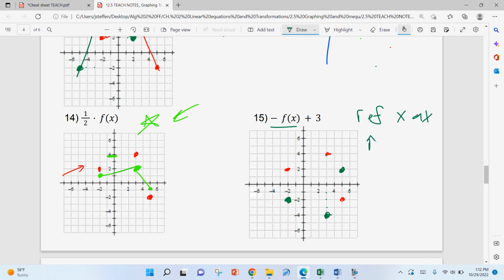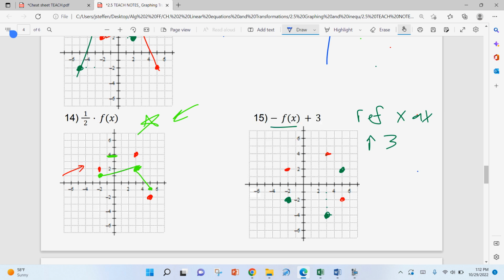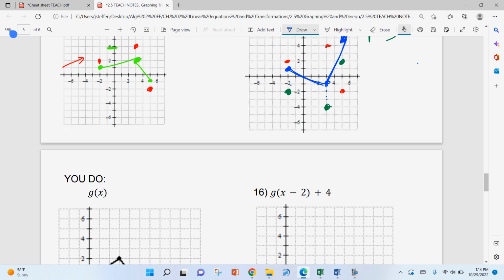And now we're going up 3. So now every one of those, I'm going to move up 3. So 1, 2, 3, 1, 2, 3, and 1, 2, 3. So I know there's a lot of points, and it's a little bit hard if you're not using colors. But if you need to erase some to make sure you can tell, by all means you can do that. But that's what that one should look like.